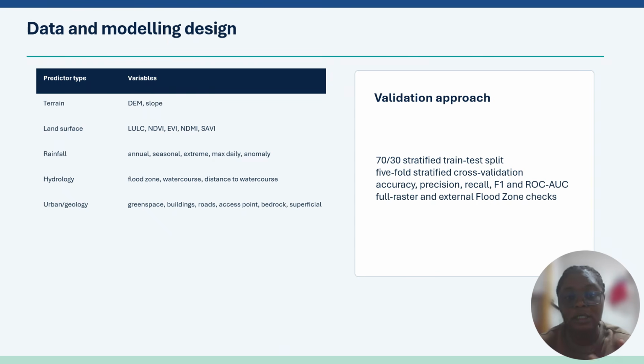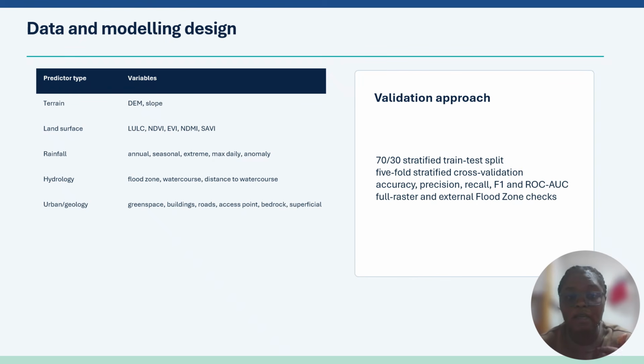This summarizes the data and the modeling framework, but importantly, it looks at the variables that were input to train our machine learning algorithms. We use variables that represent terrain characteristics, land surface condition, rainfall patterns, hydrology, urban infrastructure, and geological conditions. Examples of this data include elevation, slope, NDVI, rainfall metrics, flood zones, distance to watercourse, road, buildings, and geological formation.